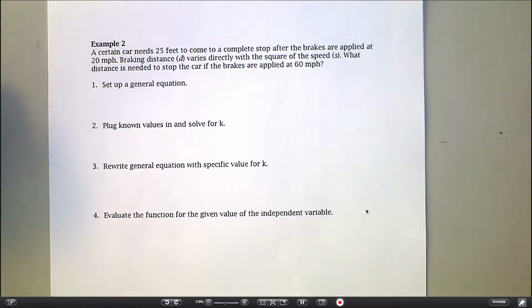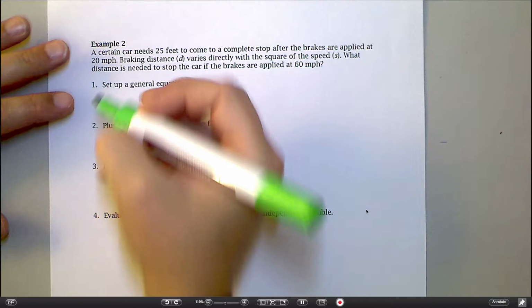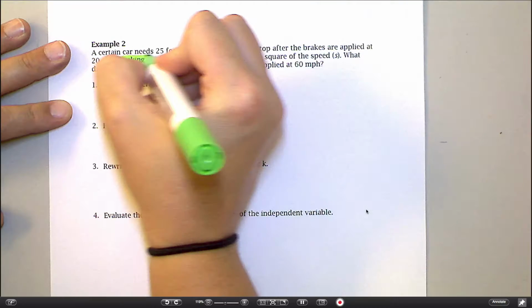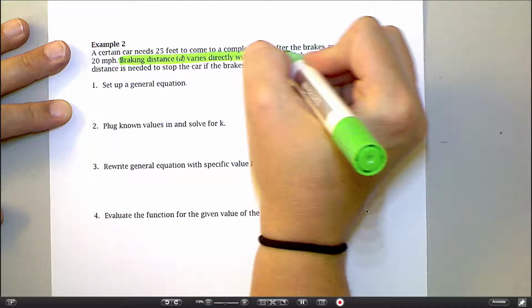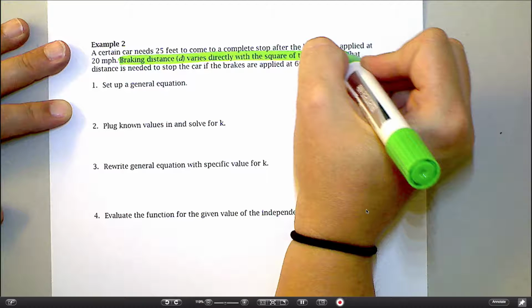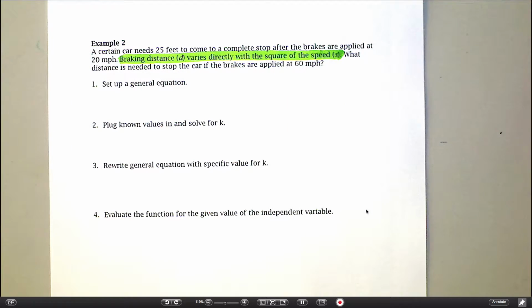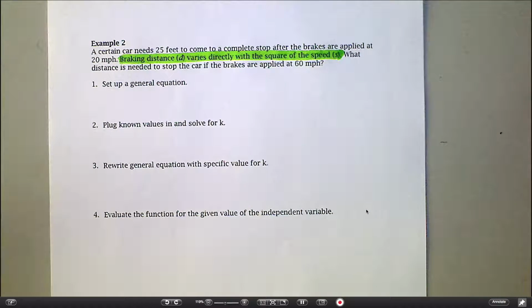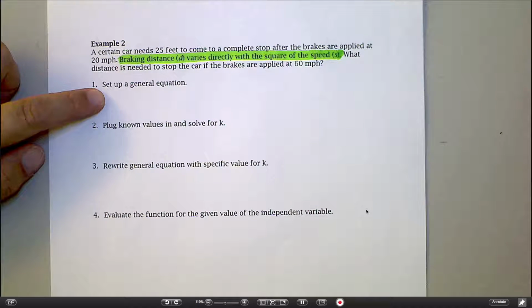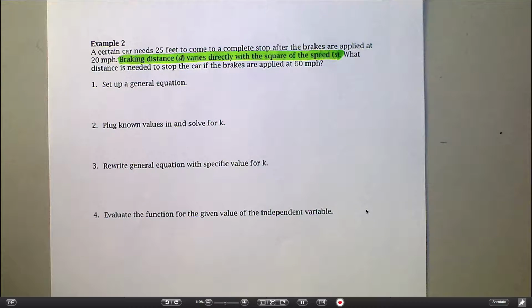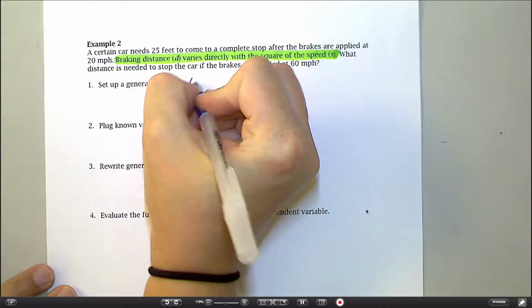So let's see. A certain car needs 25 feet to come to a complete stop after the brakes are applied at 20 miles per hour. Braking distance varies directly with the square of the speed. That's your magic sentence, and I'm even going to highlight that. It's directly with the square of the speed. Okay? That's the sentence that you need to set up this general equation. So before I start working with any numbers, I need a general equation, which is sort of like a formula.